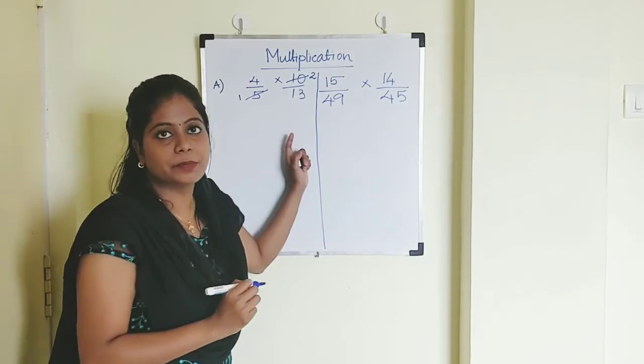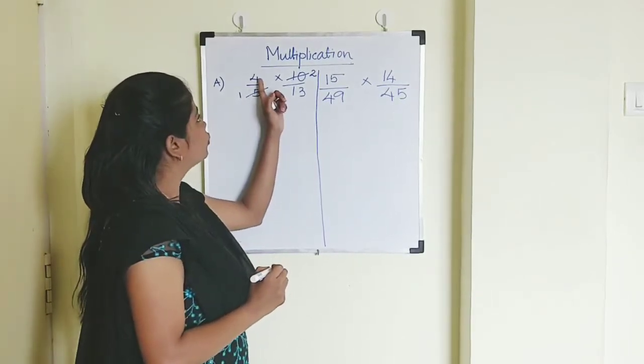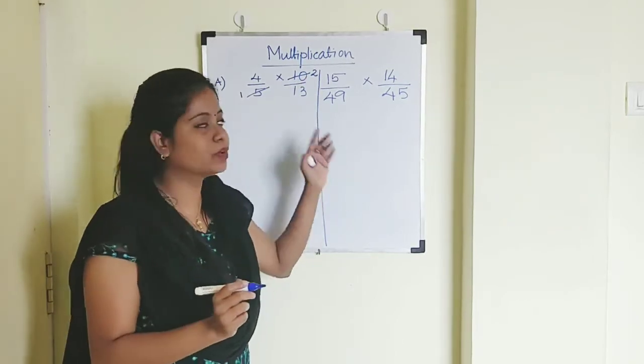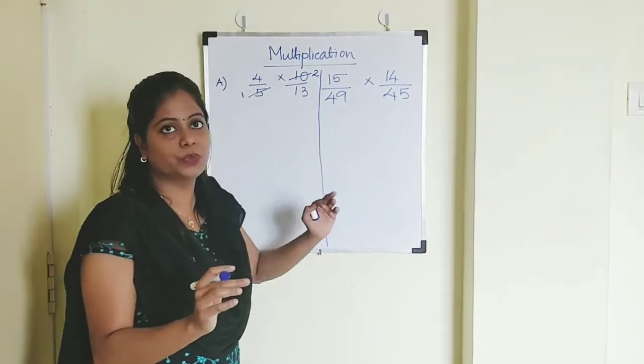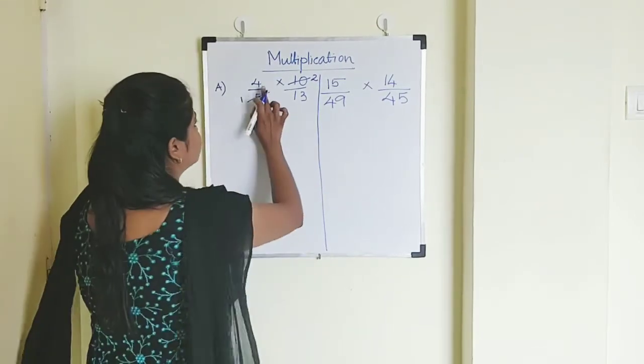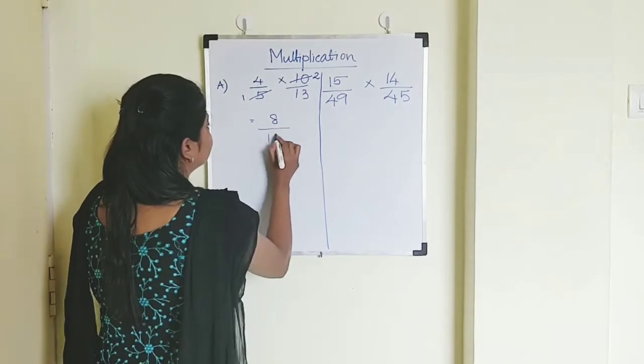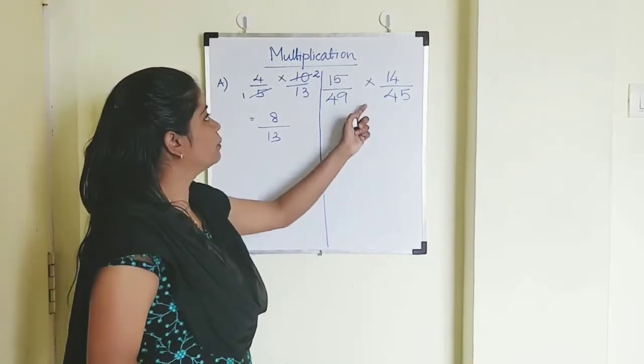Now is there any other possibility for me to cross? No. Right? If you see here 4 and 2 is there, but I cannot cross because they are in the same line. So I can't do it. You can only do up and down or opposite direction. So that's it. So 4 2s are 8. 1 into 13 is 13. So that's it.